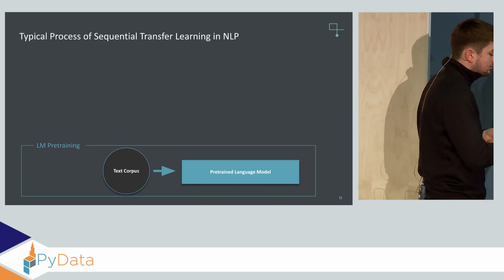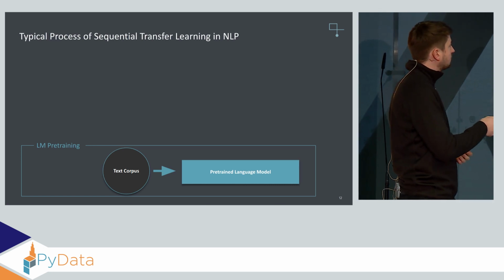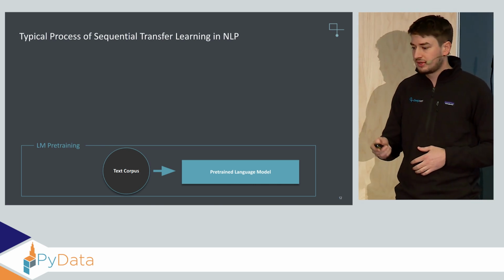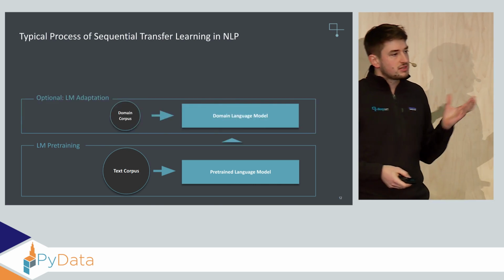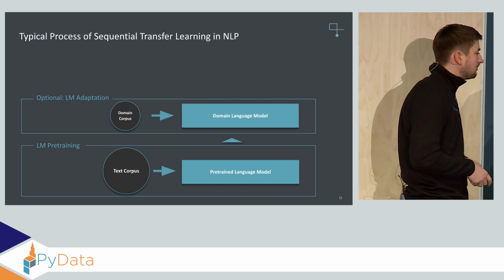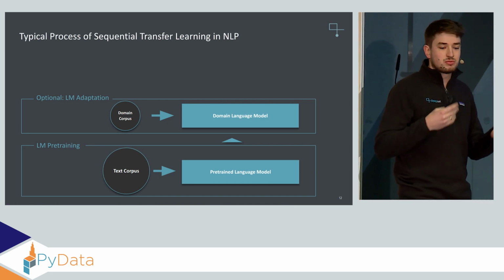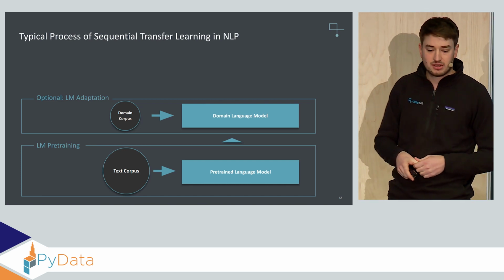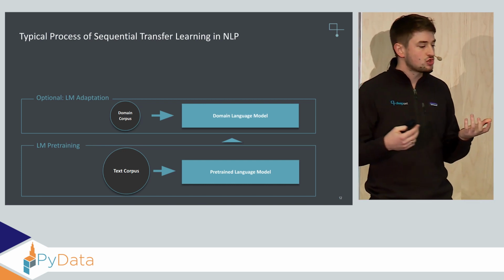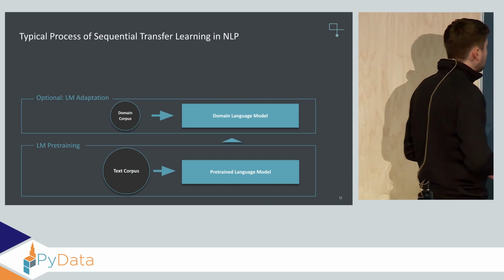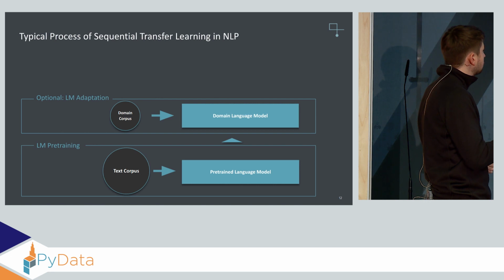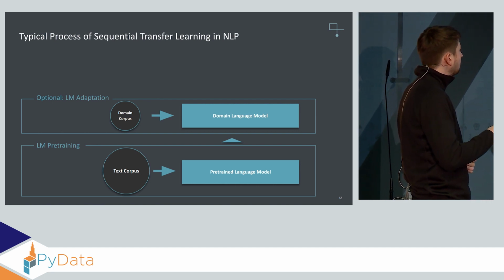The first one, basically taking a huge text corpus and training a language model from scratch on this corpus. The second phase is an optional phase. If you work in some domain where the language is a bit more specific, for example in biomedicine or in some technical engineering environment, then you might want to adapt this language model to a certain domain corpus. So basically continue training for a particular domain.